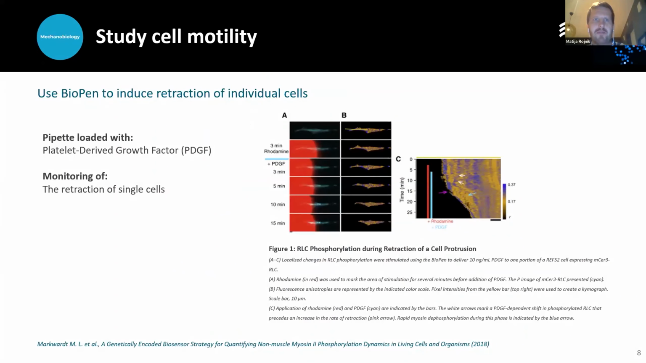Really just some of the studies in single cells. Obviously that's one of the main application areas that we have. In this case, studying single cells, or more specifically the retraction of a cell protrusion. So the Biopen was used to target a protrusion and then induce a retraction in this cell protrusion.